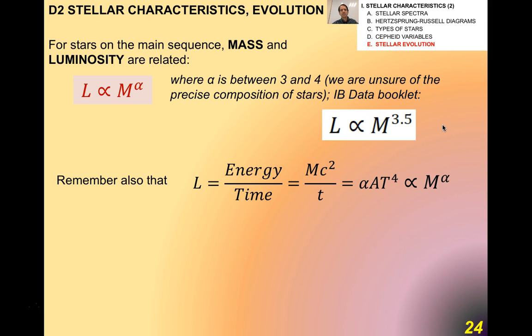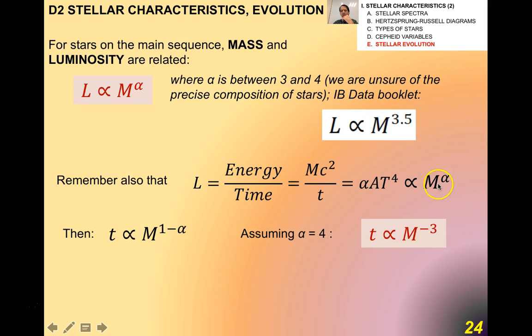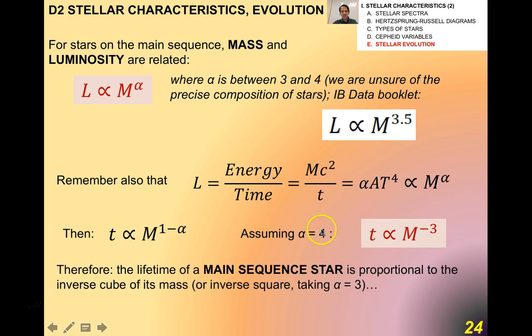Remember also that luminosity is similar to power. It is power. It's energy over time. So that's mc squared over t, which means that mc squared over t is proportional to alpha times a times t to the fourth, which is proportional to m to the alpha. Now remember, we're talking about two different alphas here, by the way. It's a little bit confusing. Anyway, assuming an alpha of, say, 4, which is not what you're meant to do in the IB, you get that t is proportional to m to the minus 3.